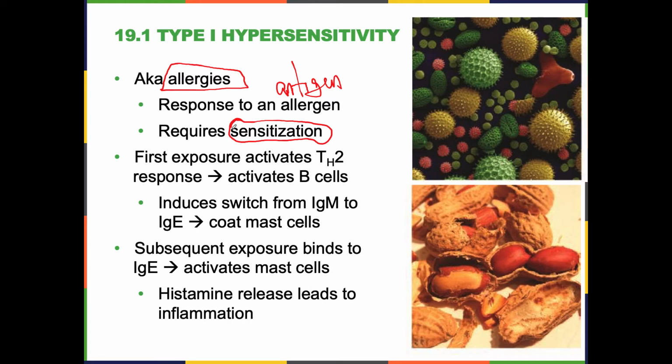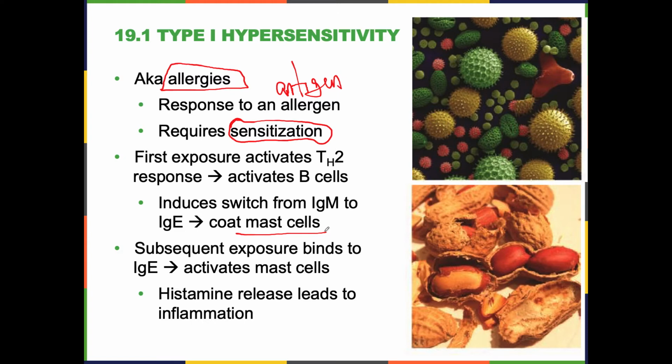So what happens then? First exposure activates our T helper 2 cells, our Th2. And remember, Th2 are the ones that interact with B cells. The allergen gets presented to T helper 2 cells, and then T helper 2 activates B cells and tells the B cells to make IgE. These IgE eventually coat mast cells. And remember, mast cells are very important in inflammation. So this is our sensitization process.